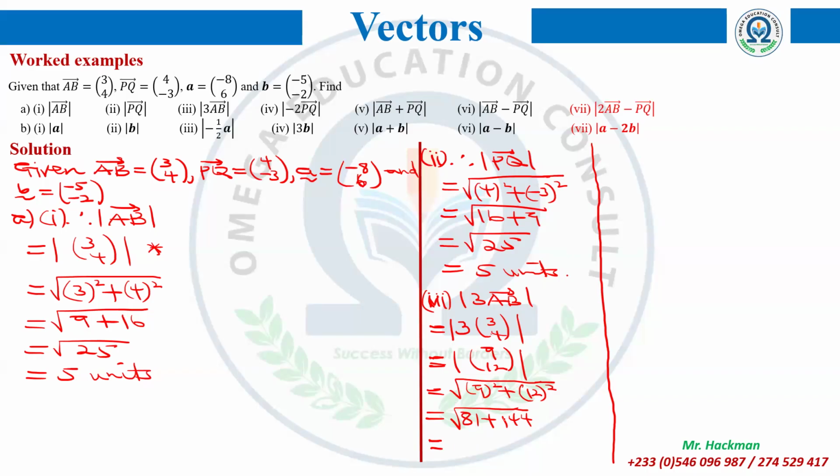If you add this, we are going to get, is it not 225? Yes. So that will give us root of 225. Root of 225, 225 is a perfect square, and that's the square of 15. So that will give us 15, then units. Don't forget. So we are done. So that will be it for the VI.